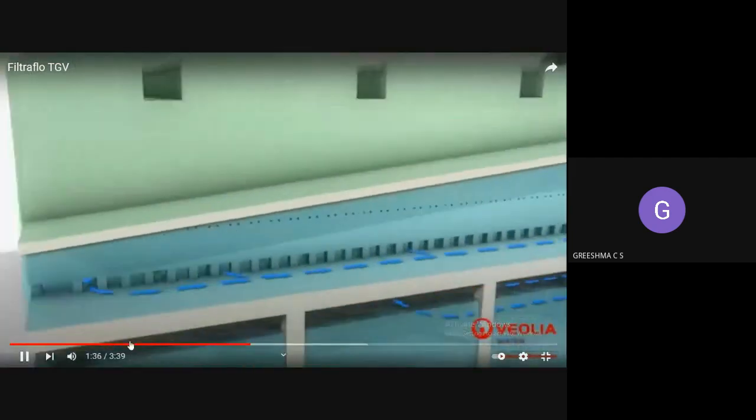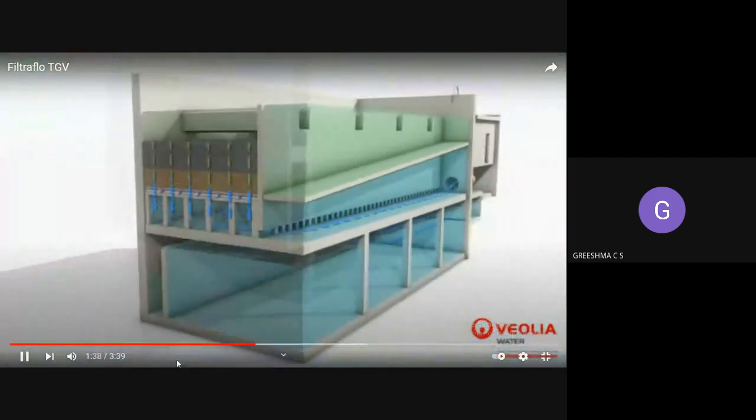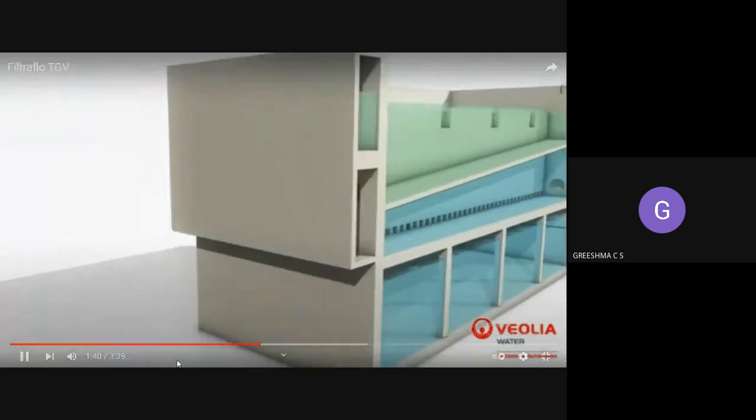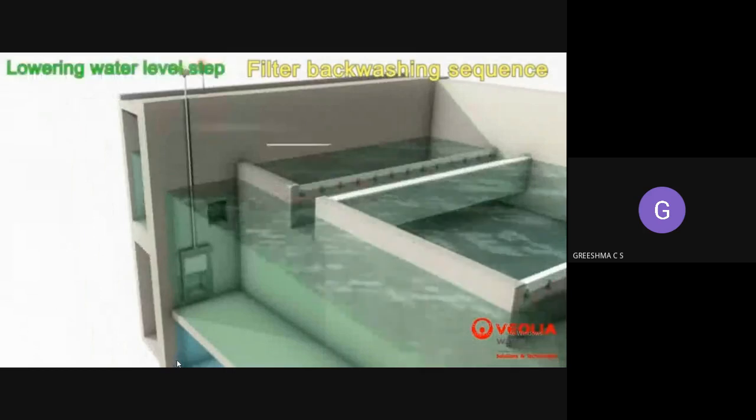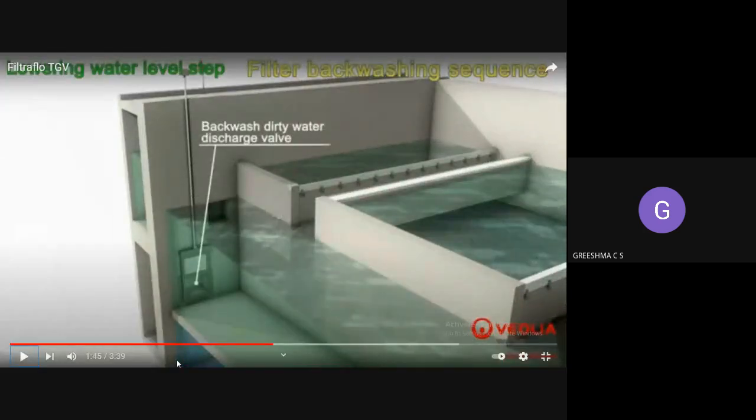So see, a portion of water is coming back and now the backwashing is occurring. You can see the backwashing now. Okay, so before backwashing, first of all, you will drain all the water from the filter bed.